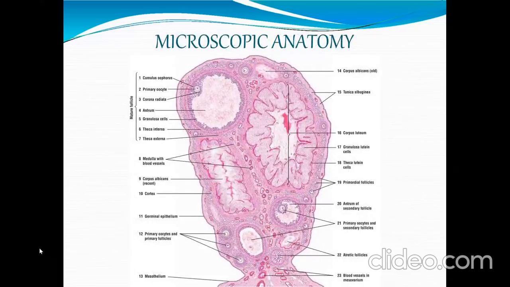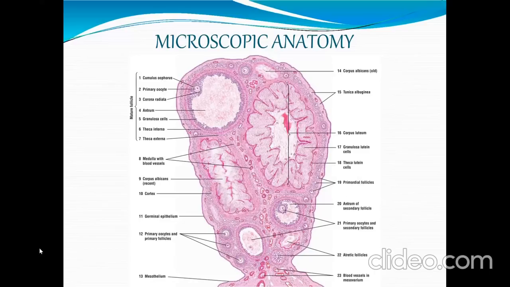All the features that I've talked about can be understood in this panoramic histological view of the ovary. We can see here that we have a cortex, and in the center of this diagram you can see an area with blood vessels which has been labeled as medulla with blood vessels. Among other things, we can see the mature follicle, the corpus albicans, and the cortex has been labeled for your perusal. We have primary oocytes and primary follicles.